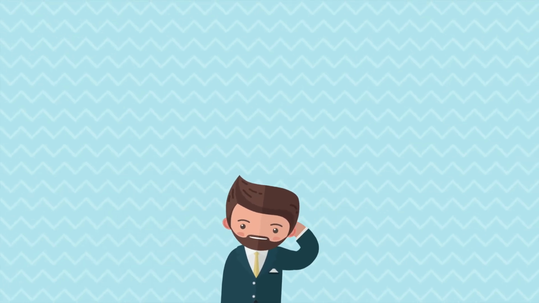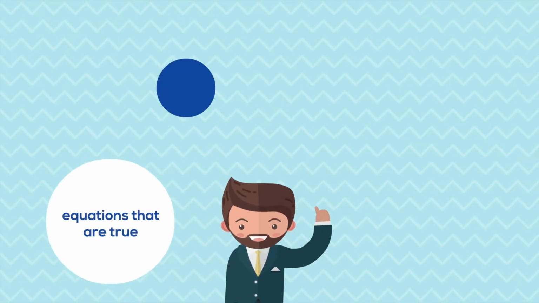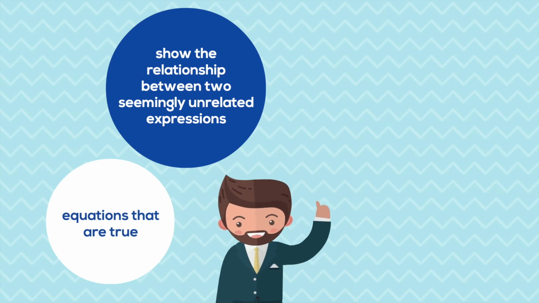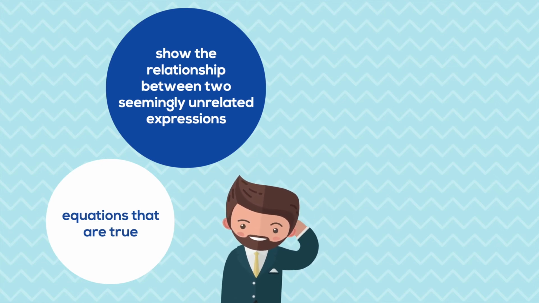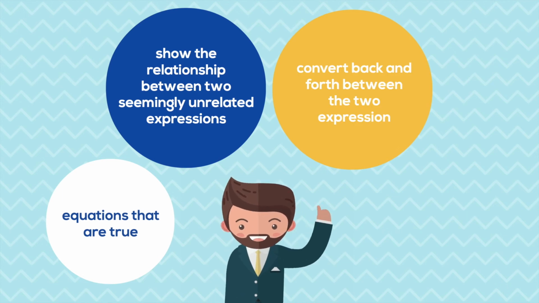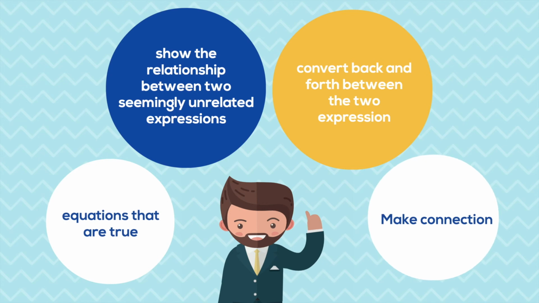To conclude, identity is equations that are true. It shows the relationship between two seemingly unrelated expressions. It is the conversion back and forth between the two expressions. And to do this unit, you need to be able to make connections between both equations.